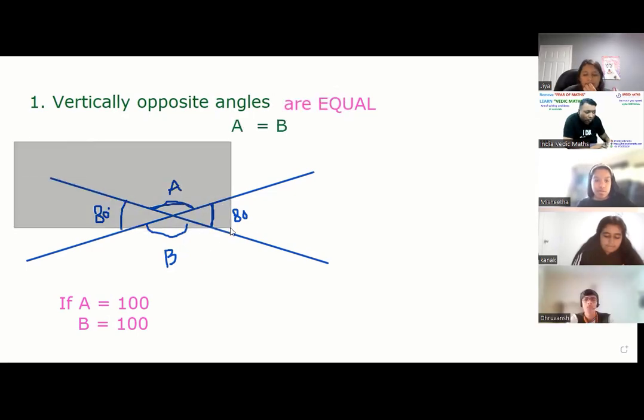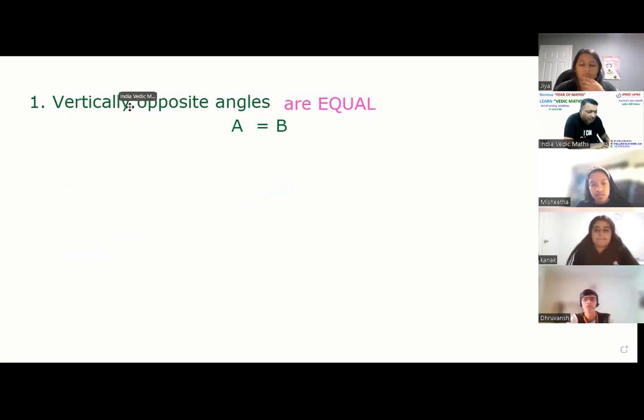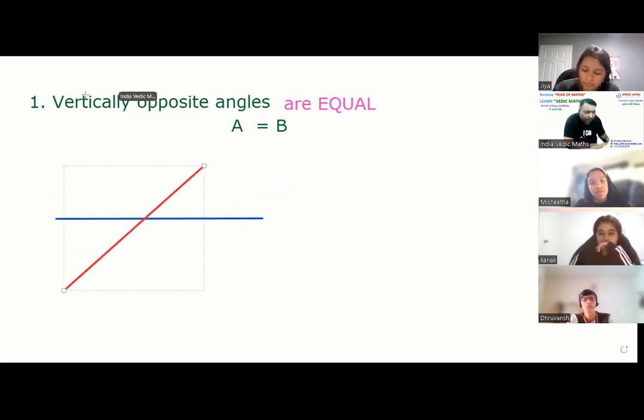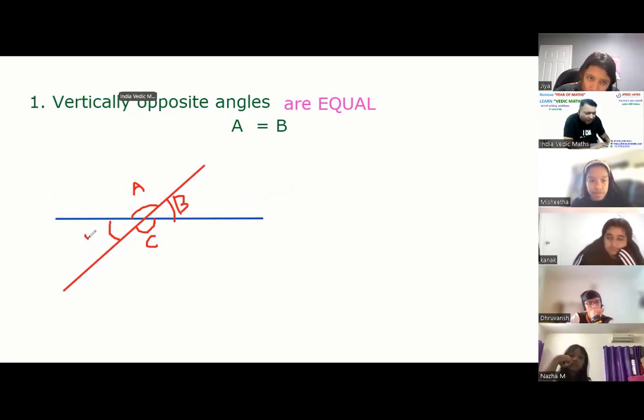And guys, everybody should listen to the question because it's interesting and easy. Suppose, Mishita, I have a blue line, I have a red line, something like that. If I say this is my angle A, suppose this is my angle B, and guys, this is for all of you, this is my angle C, and this is my angle D. 4 angles are there, Mishita.